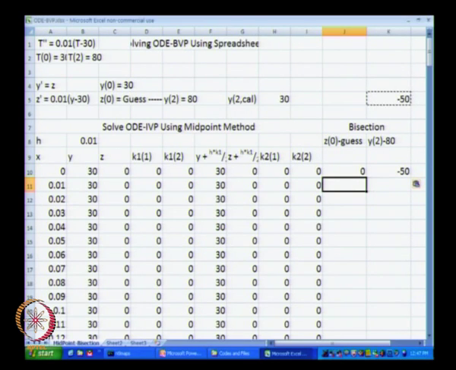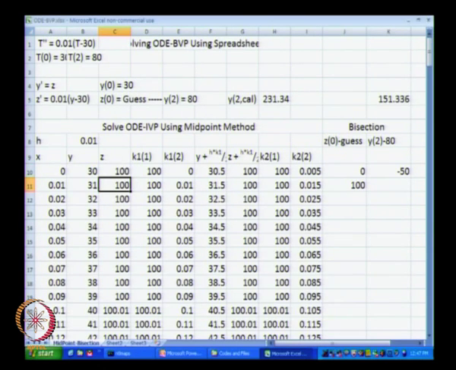So, let us see what guess Z0 equal to 100 gives us. What I am going to do is change the guess over here to 100, okay, and with the guess equal to 100, the calculated value y2 turns out to be 151 degrees. So, I will copy this and I will paste this over here.